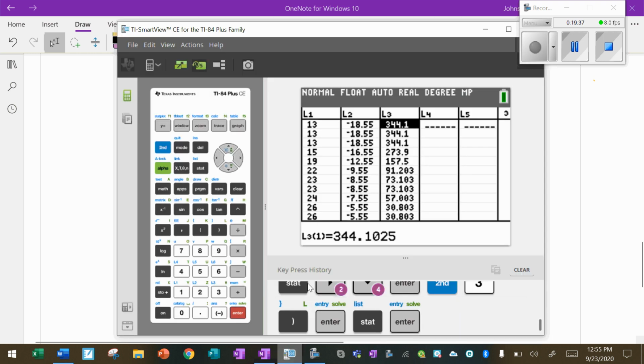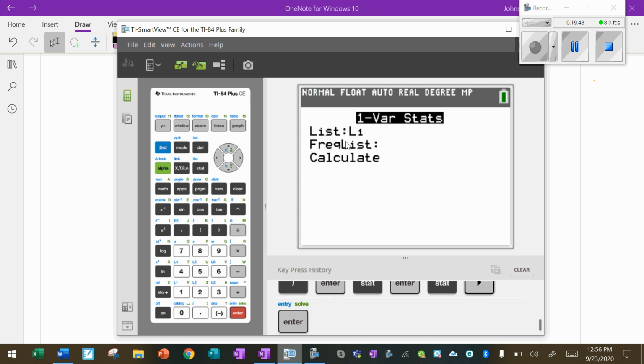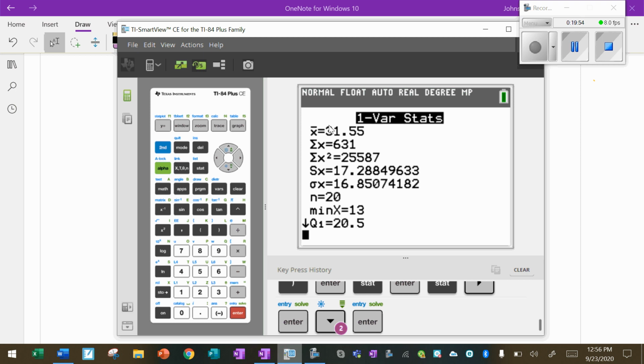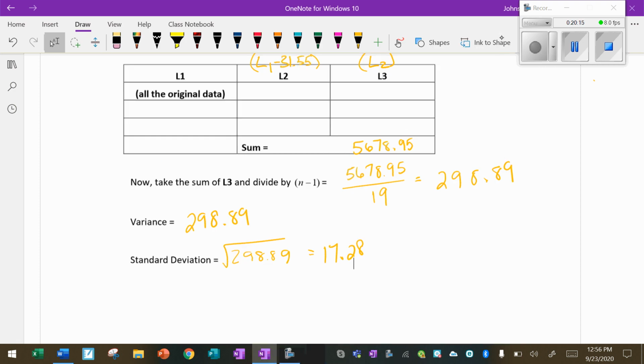So in your calculator, when you do stat, calculate, one-variable stats, enter, of everything in list 1, which is the original set of data, x bar is your mean, and Sx right there is the standard deviation for that sample of data, 17.28, which represents, quote unquote, the average amount of deviation from the mean. And that's what standard deviation measures. The average, quote unquote, deviation from the mean.